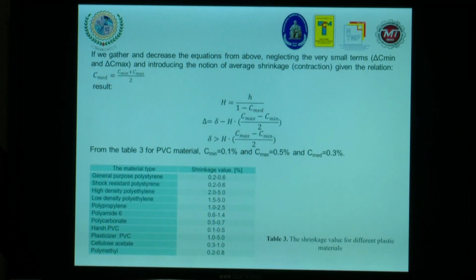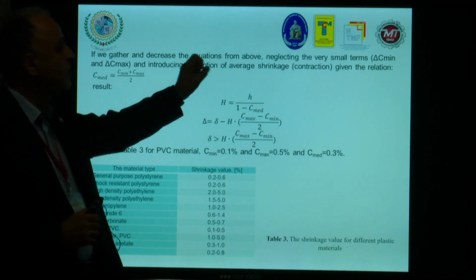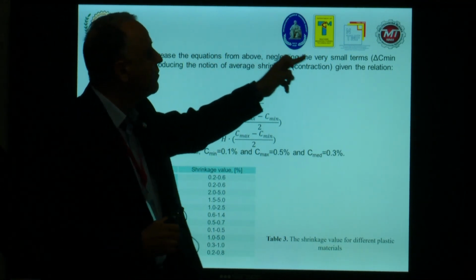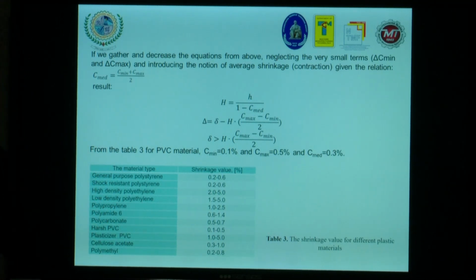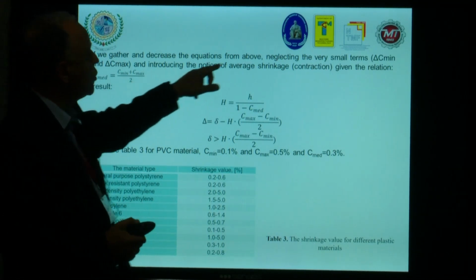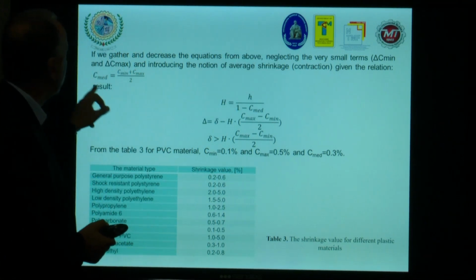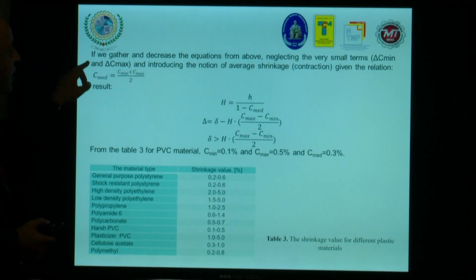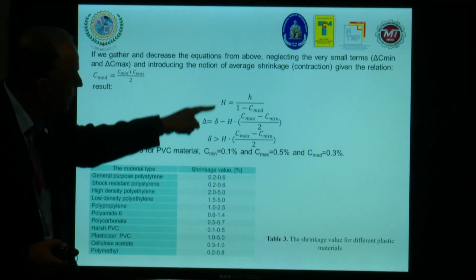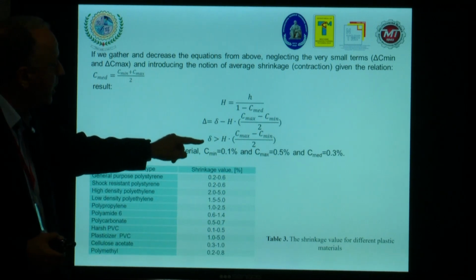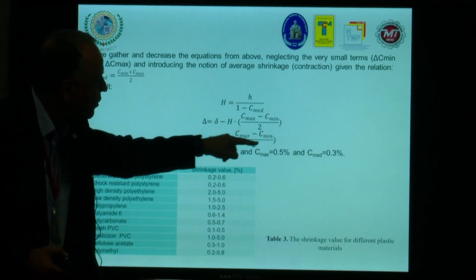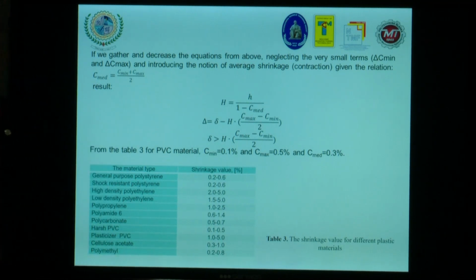And if we gather and reduce the equation from above, neglecting the very small terms, delta C minimum, delta C maximum, and so on, and introducing the notion of average shrinkage, we can get the relation to make the calculus for capital H and capital delta. This is a condition for the part tolerance, and we use the condition in order to obtain the cavity tolerance.